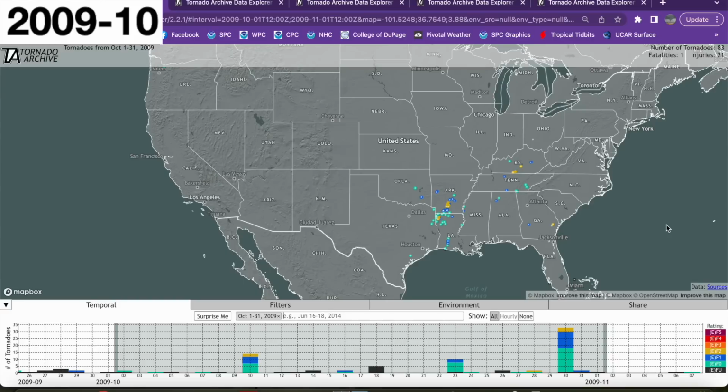October 2009 was pretty active. We had quite a bit of activity in that Arklatex region from East Texas into northern Louisiana and southern Arkansas. We also had some activity across Oklahoma into Tennessee and Kentucky as well.